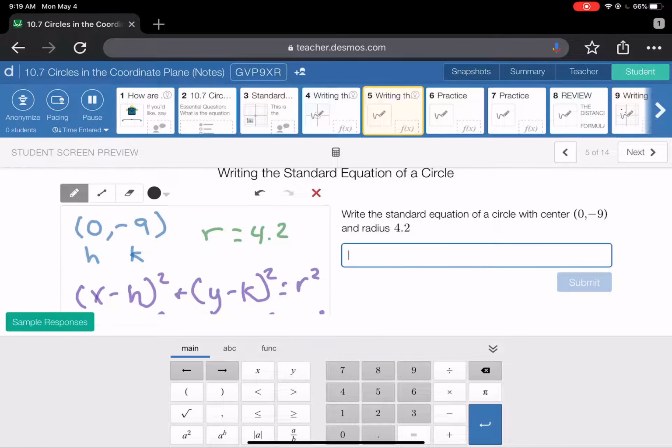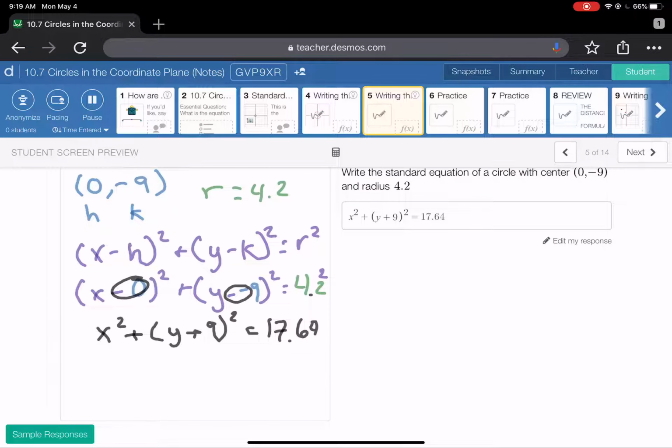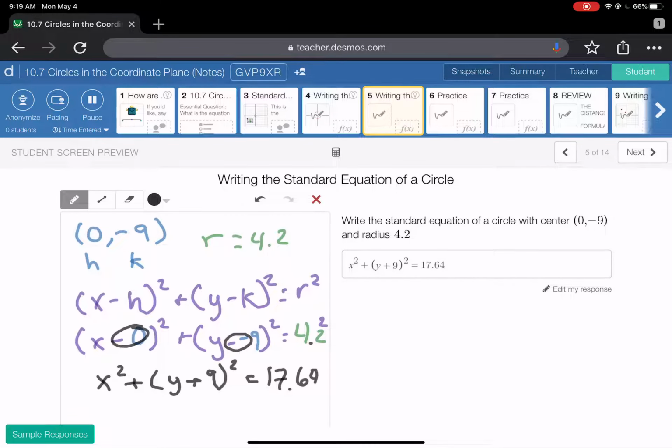All right, so that is the equation of my circle. I'm going to type it in, x squared plus (y + 9) squared, and we want to leave it in standard form, which is this, fully simplified. Don't have to square it, so we're going to leave it like that, and that's going to be equal to 17.64, and then that would be the standard equation of a circle with the center (0, -9) and the radius 4.2.